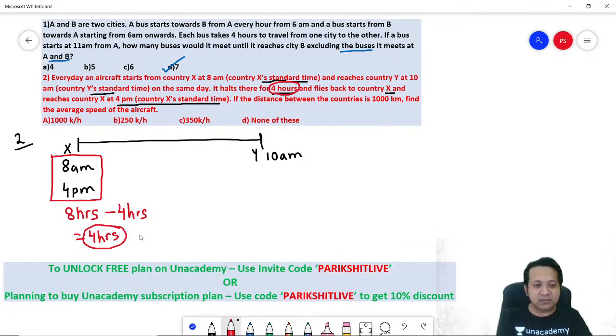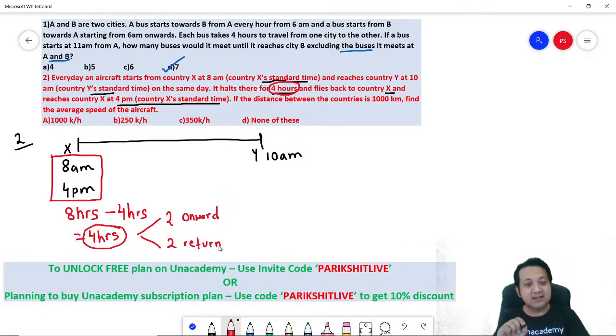So can I split the going and coming back as 4 hours as 2 and 2? What is 2? 2 is the onward journey time and another 2 is the return journey time. Obviously, the time taken will be the same in both the cases, given that the distance between the two places is the same, and secondly, speed is the same throughout. So onward journey time and return journey time is going to be the same. Correct?